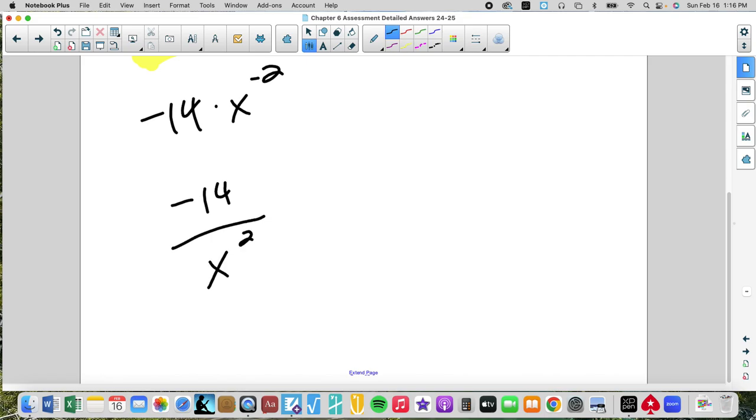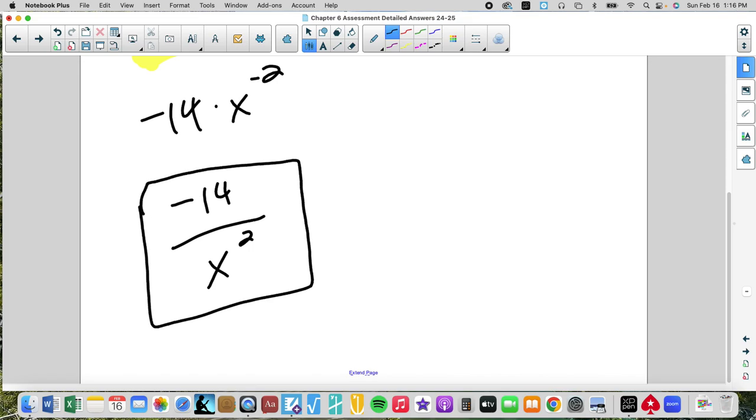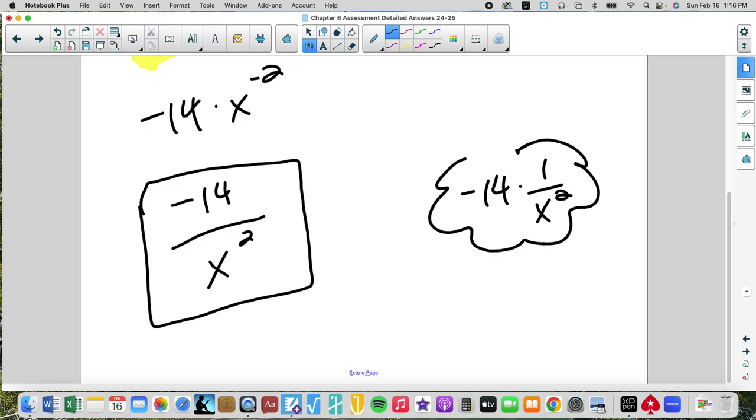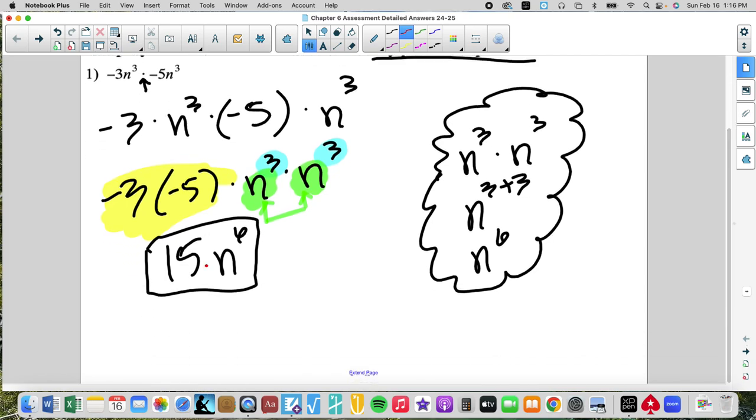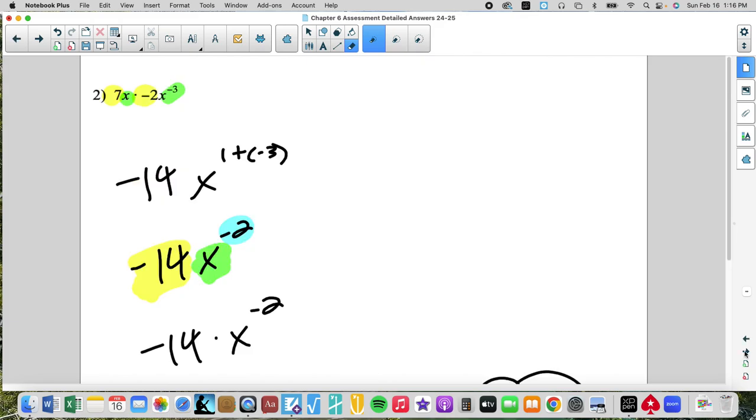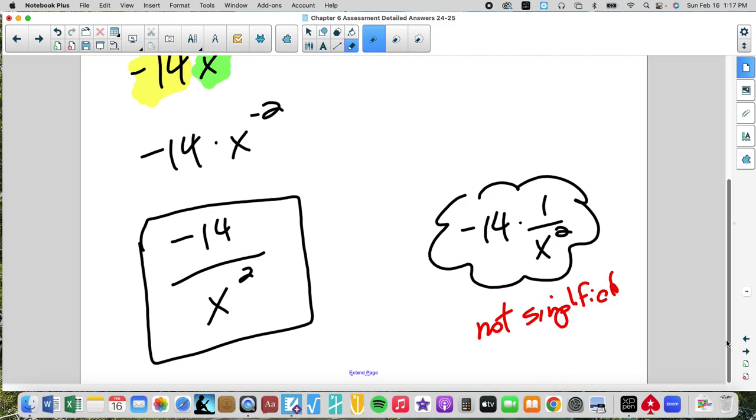When we change an exponent from negative to positive, we're going to change the location. We wouldn't write it like that. That's not simplified. We want it simplified, and we can't have negative exponents, much like we wouldn't write 15 with a dot in between. That's not showing that it's simplified. The proper way of writing it is with a variable and a coefficient. So we have this as our final answer.